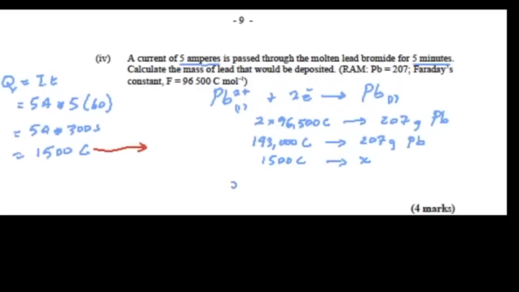So x then, solving for x, making x the subject, is going to be equal to 1500 coulombs times 207 grams, all of that over 193,000 coulombs, and whatever we get is our answer. So that's 1,500 divided by 193,000, and then all of what we get there times 207, and that would give us 1.61 grams of lead for 4 marks.